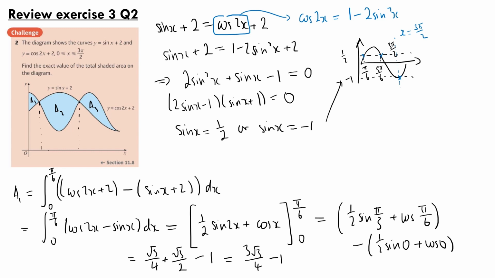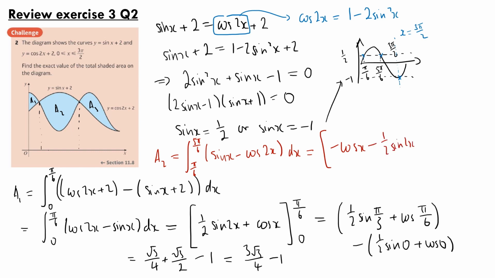And to find the area of the second region, if I do that in red, that is equal to the integral from pi over 6 to 5 pi over 6. This time the sine graph is above the cos graph, so we're doing sine of x plus 2 minus cos of 2x plus 2. So that gives us sine of x minus cos of 2x dx, and this is equal to minus cos of x minus a half sine of 2x. And we're evaluating this from pi over 6 to 5 pi over 6.